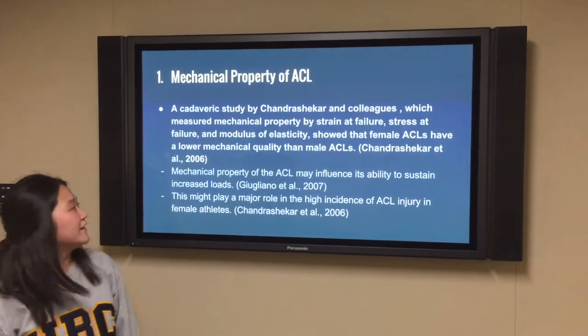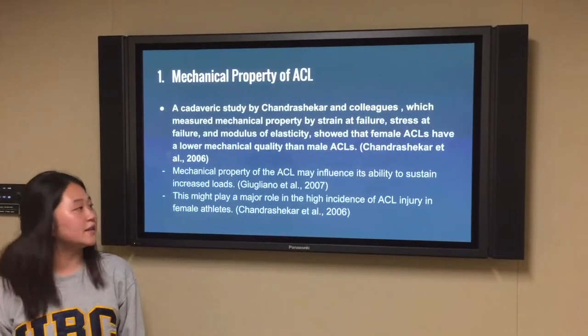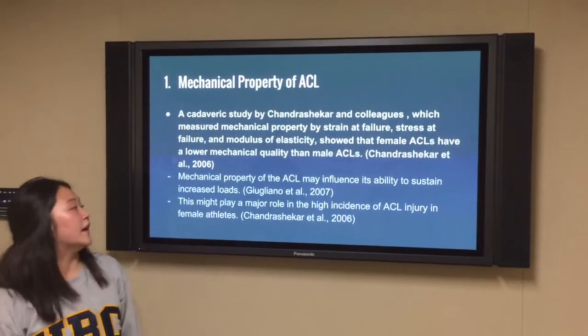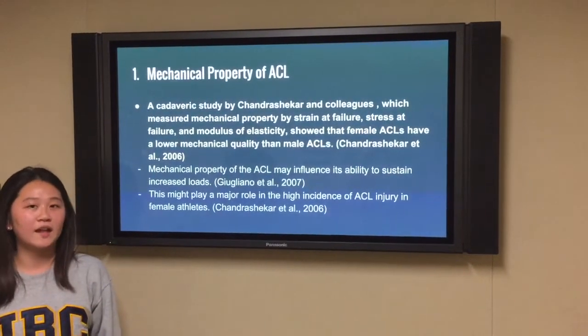And why is this important? Because the mechanical property of the ACL may influence its ability to sustain increased loads. And this might play a major role in the high incidence of ACL injury in female athletes.